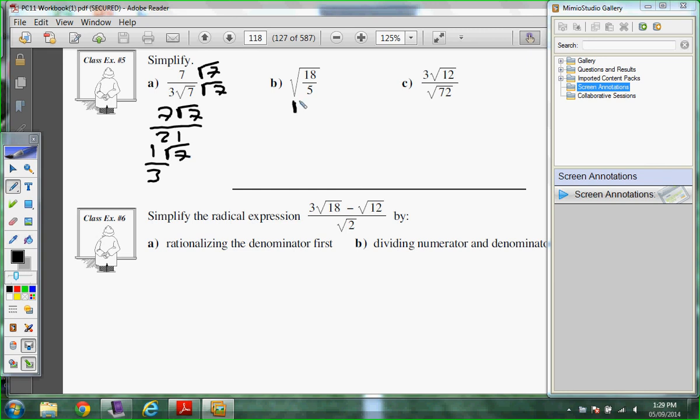All right, so this one we're going to write as this because it's just easiest for us to see what to do. Because remember, we can do that with division. It goes top and bottom. So I'm going to hit the top and bottom with root 5. That's going to give me root 90 over 5, not a root anymore on the bottom. What does 90 break down to? 9 and 10. Good. The 9 comes out as a 3. So you get 3 root 10 over 5.